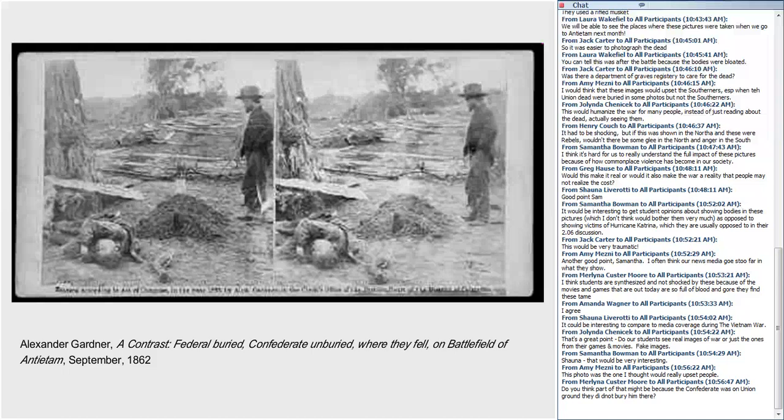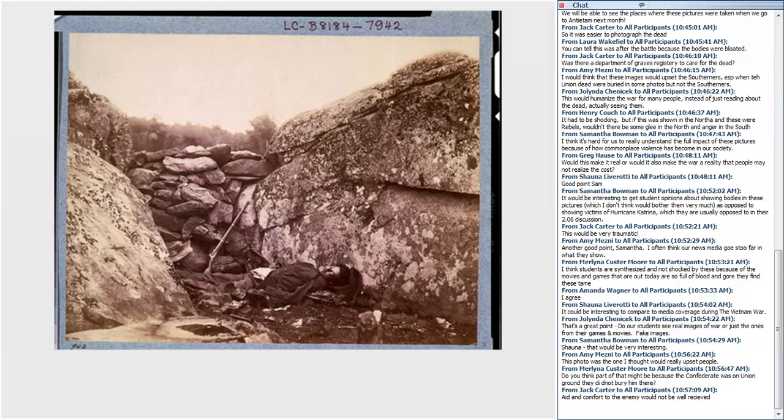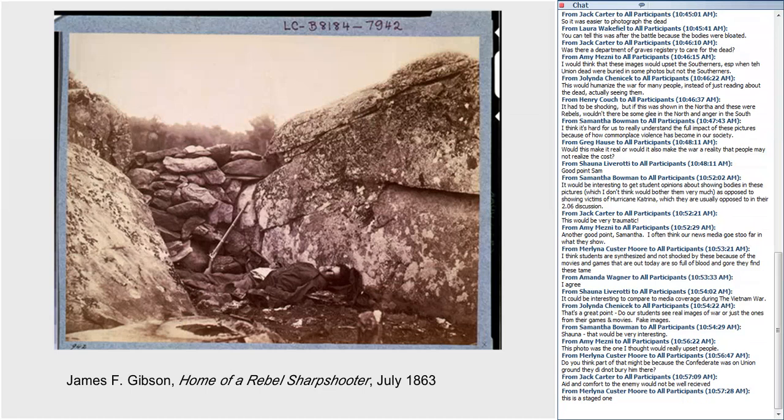And that gets me to the issue of the staging of battlefield photographs. This photograph might be an interesting example to use in the way one of the participants suggested. Maybe you put this photograph up at the beginning of class, have the students write a few lines about it, describe it, and then begin to talk in more detail about how a photograph like this was made. Because it was very conclusively demonstrated, a few decades ago, that this body was dragged by the photographer to this particular location.